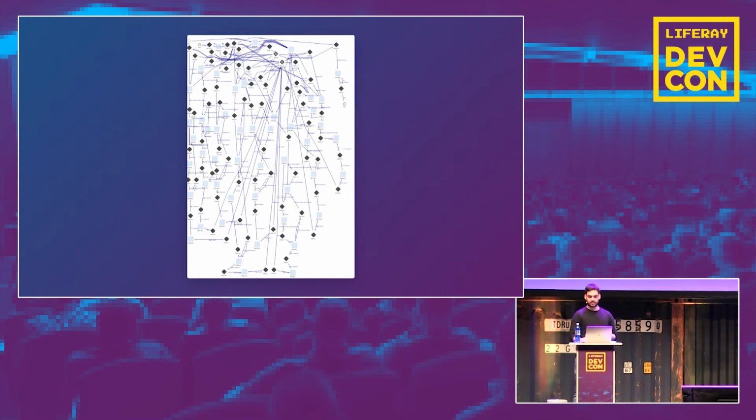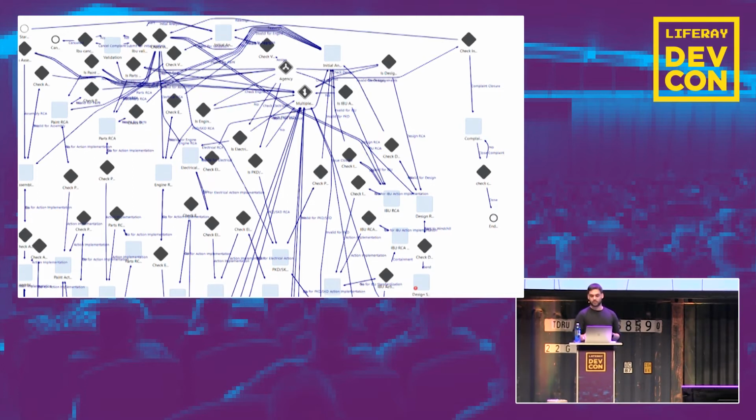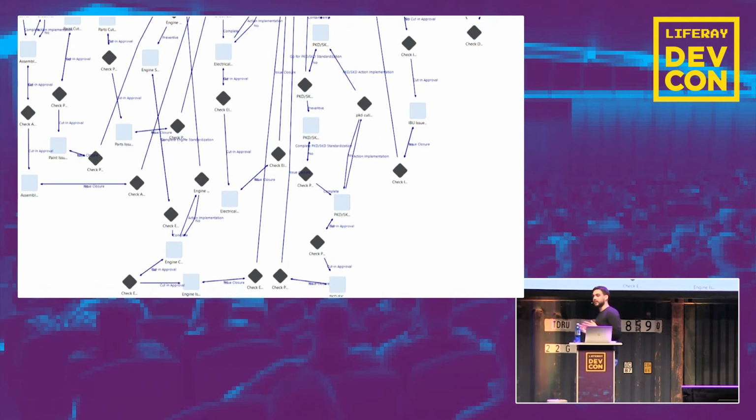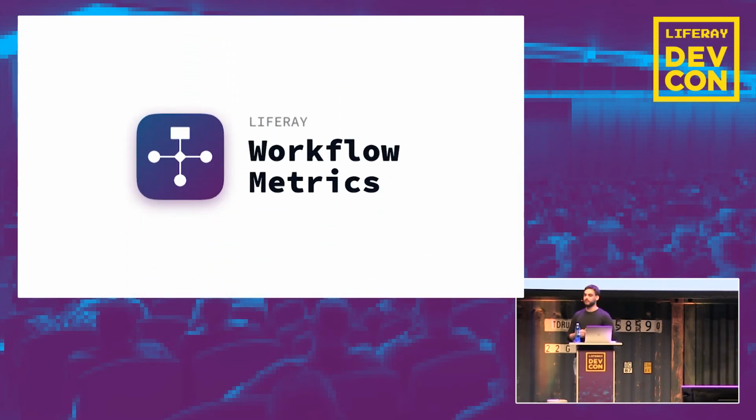So this process has more than 100 steps and 100 transitions. So the thing is, how can you measure something like this? Where can you identify where are the bottlenecks? So who are the assignees, who are the persons that are working like crazy to make this happen? So you have questions that you need to answer, and the best way to do it is to make it visible. And that is where the workflow metric comes in.